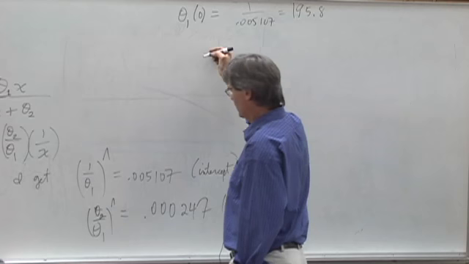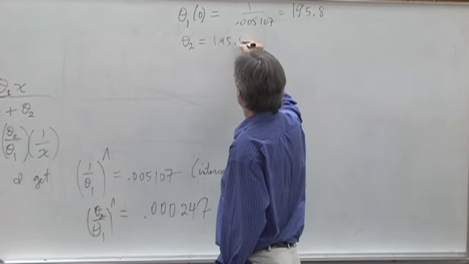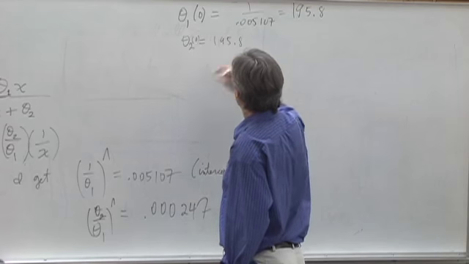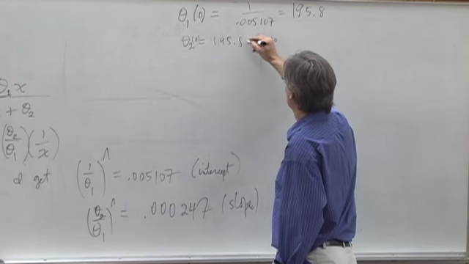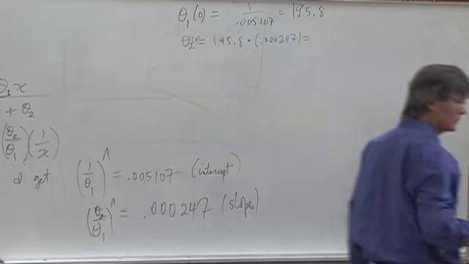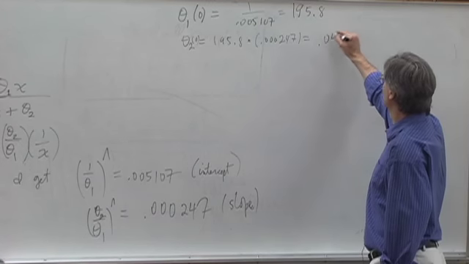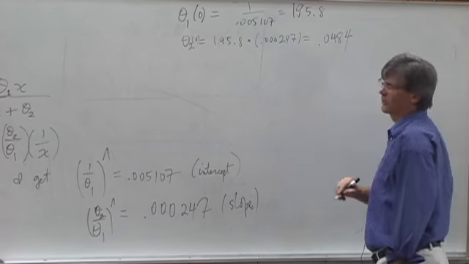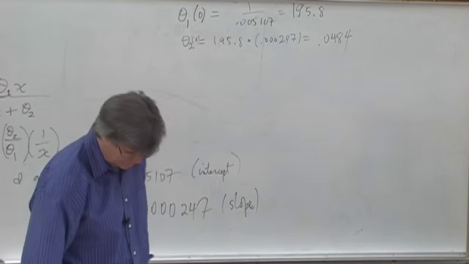And I get my theta 2, therefore, equal to 195.8 times the 0.000247, which comes out to be equal to 0.0484. Okay, so those are my initial guesses.